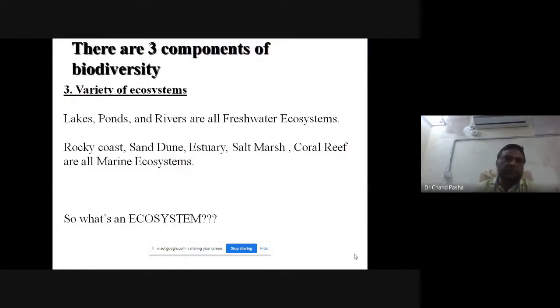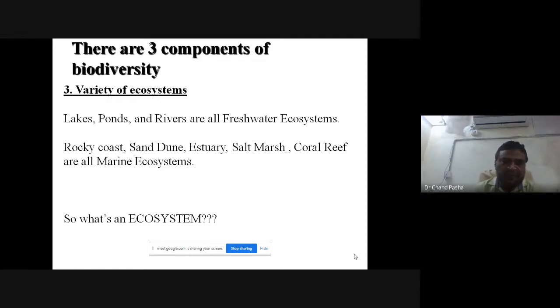Third, ecosystem biodiversity. What do we mean by ecosystem? Basically, the living organisms of an area in connection with its physical and chemical environment make an ecosystem. If you take a pond, in that pond you have living organisms: animals, plants, microbes, mushrooms, and sometimes even fungi may be there. Actinomycetes, all these microbes are there, and plants are there. Some fishes are also there. These are all living organisms.